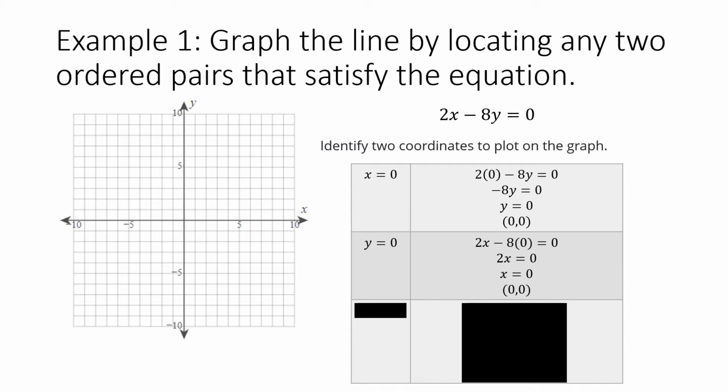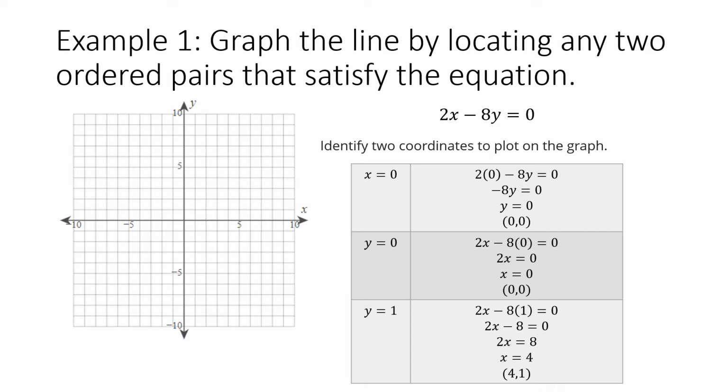Here's where you kind of make a decision. Do you want to pick another x value? Do you want to pick another y value? It honestly doesn't matter. So here I chose y equal to 1, and I'm going to be solving the equation for x to get the x value. I substitute in 1 for my y, and so then I have 2x minus 8 equal to 0. Solving this equation for x, I get x equal to 4, which will give me my second point, 4, 1.